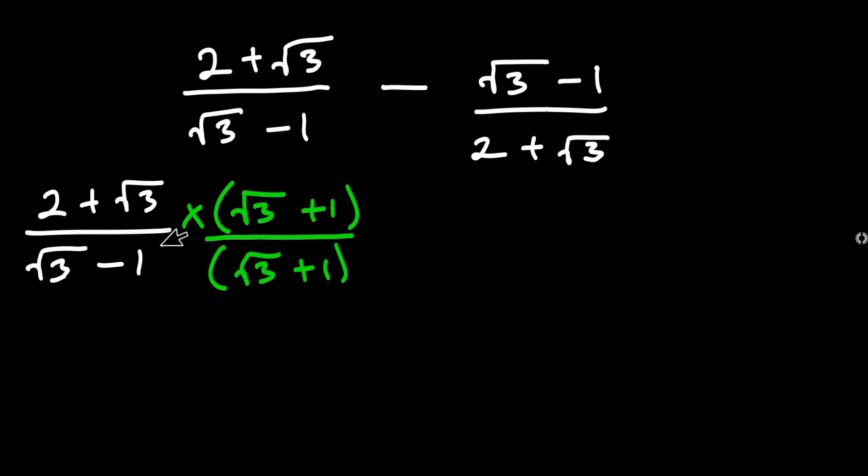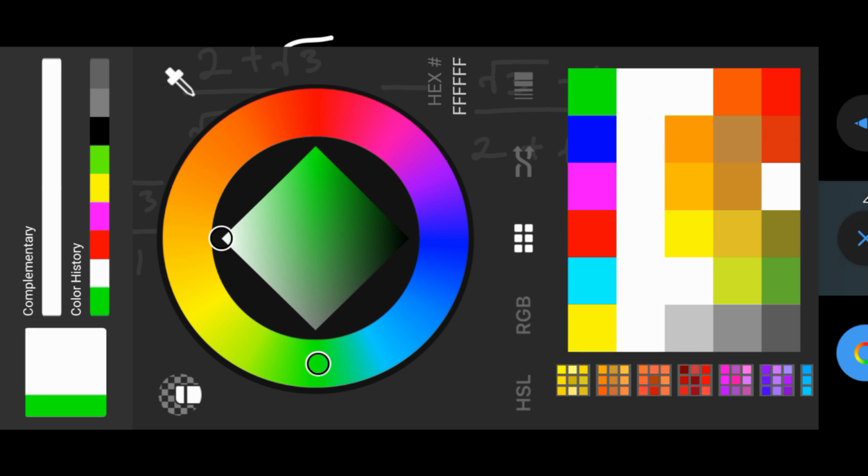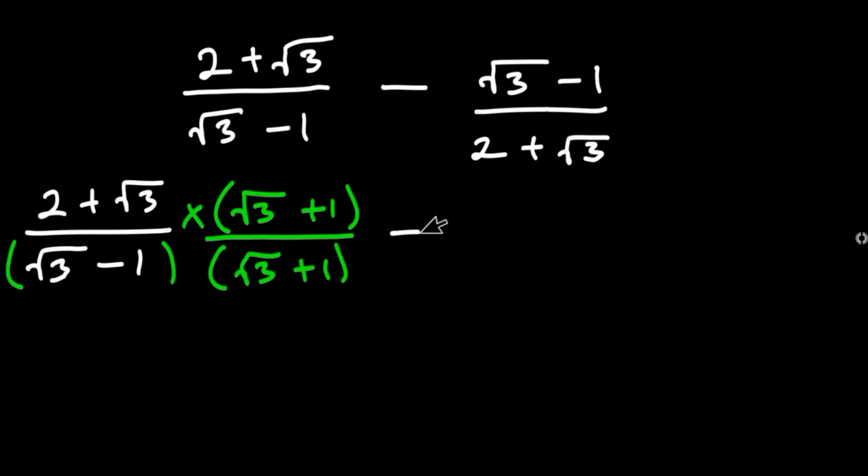Why though? I multiplied both the numerator and the denominator by this because I want to make the denominator a difference of two squares so that the radical signs will disappear. And in the same way, I'm going to treat the other fraction this way. We have minus, and this time we have square root of 3 minus 1 all over 2 plus square root of 3.